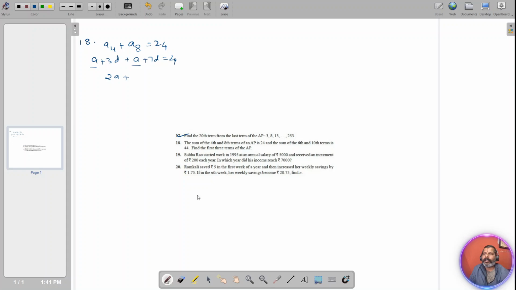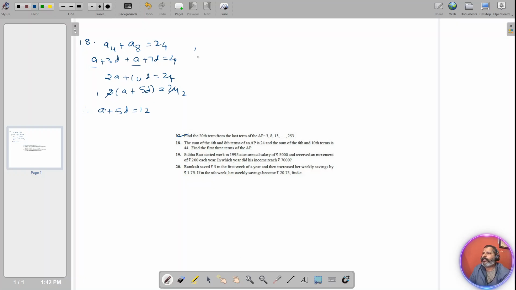2a + 10d equal to 24. Try to simplify that because it will make our job easy later. 2 is common in this, so a + 5d equal to 24 divided by 2. Therefore, a + 5d equal to 12.